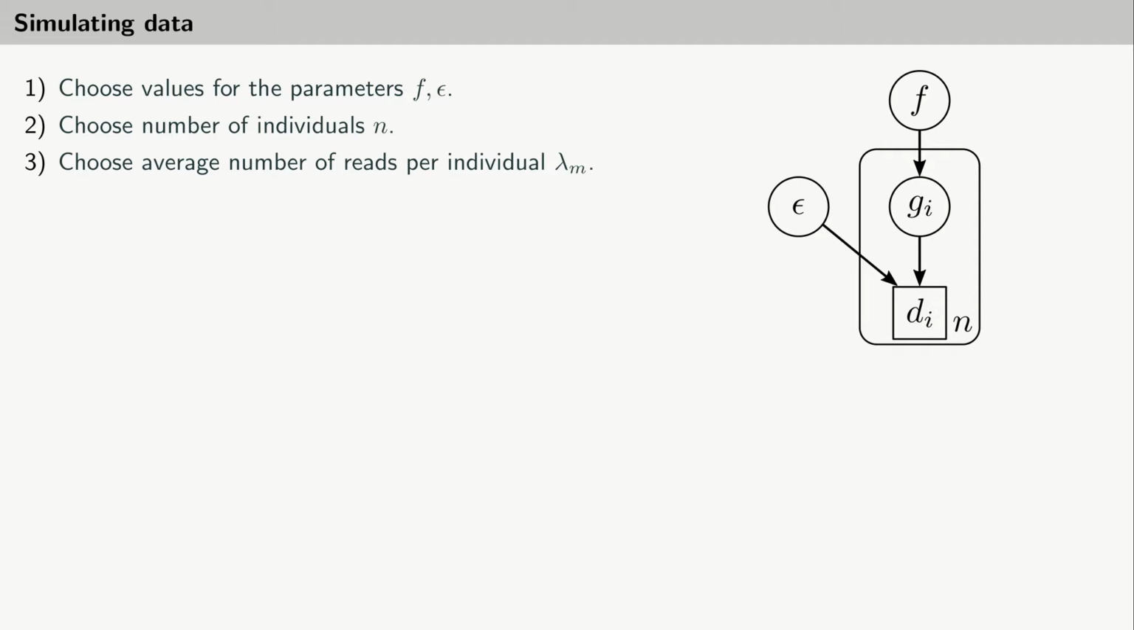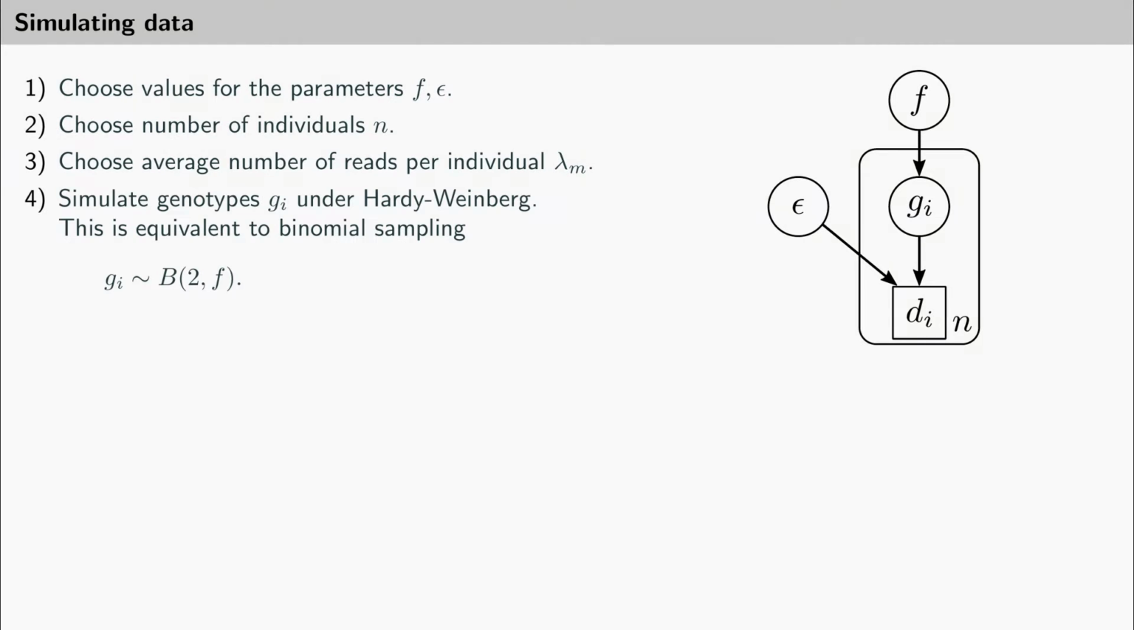Here we can assume that the number of reads per individual is Poisson distributed with rate lambda, which also corresponds to the average number of reads per individual. That's just a choice, and other choices to simulate the number of reads per individual might work equally well. Next, we're going to simulate the genotypes G_i under Hardy-Weinberg. This is actually equivalent to binomial sampling, such that each genotype G_i is a random draw from a binomial distribution with size 2 and probability f.